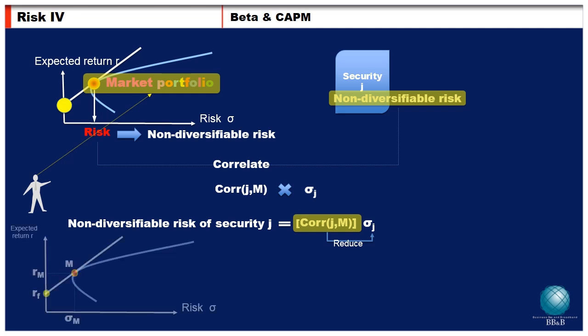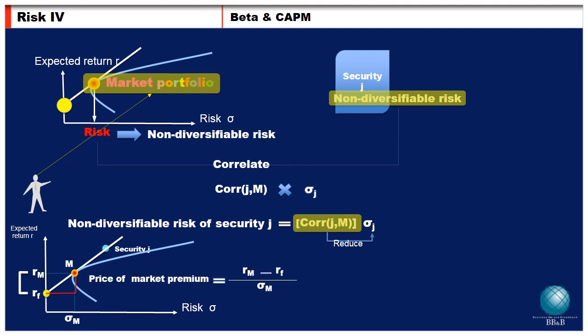Let's go back to the capital market line. Needless to say, security J is in the market portfolio that exists on this line. The price for the market risk is the slope of the capital market line. The equation looks like this. It is the amount of expected return per unit of risk.